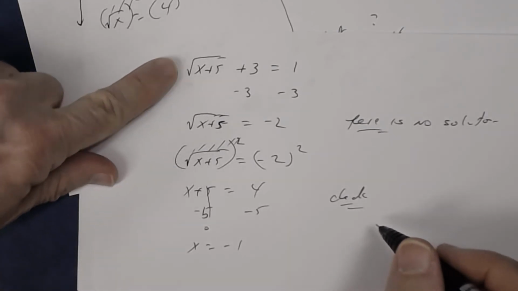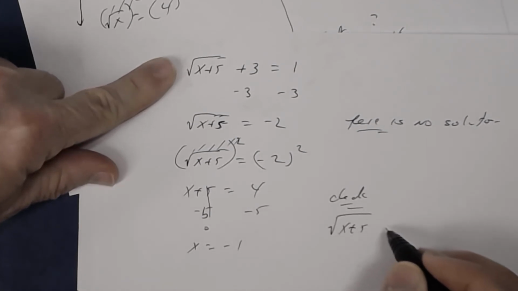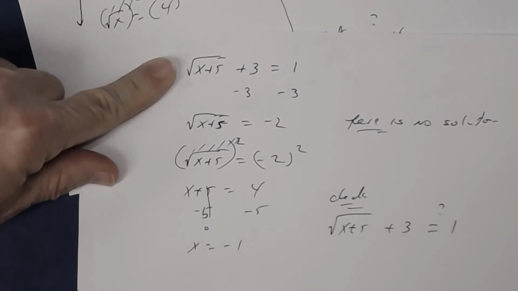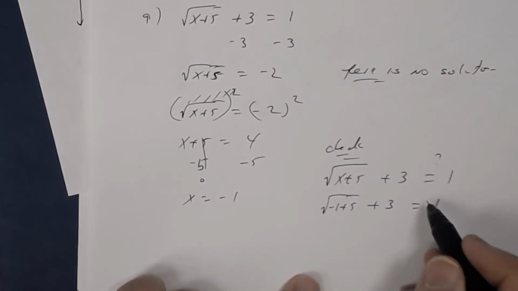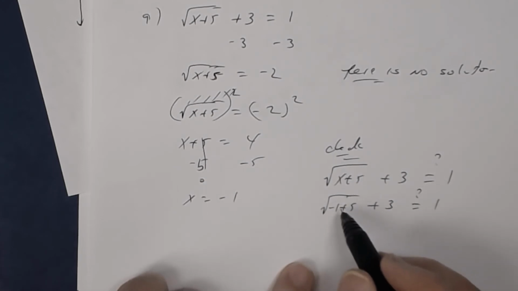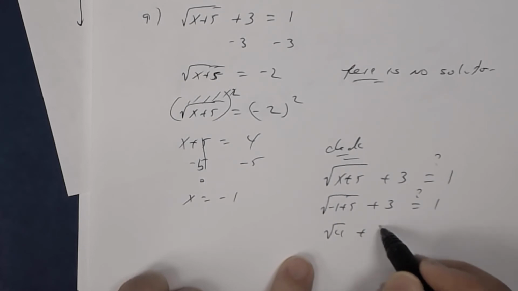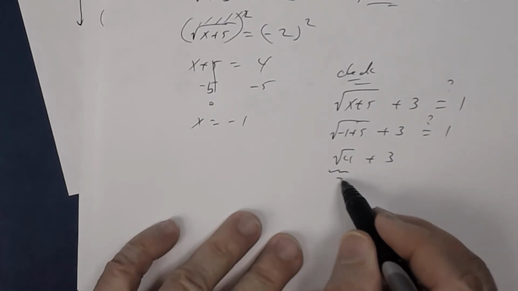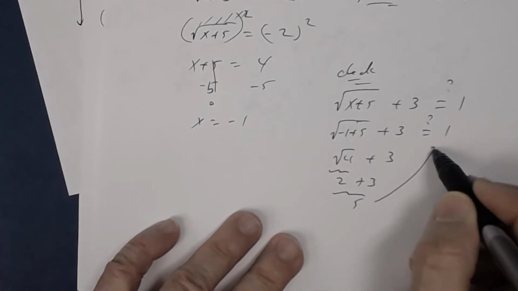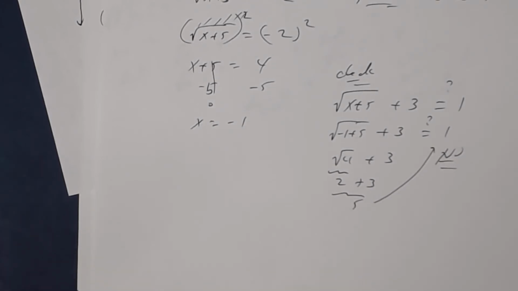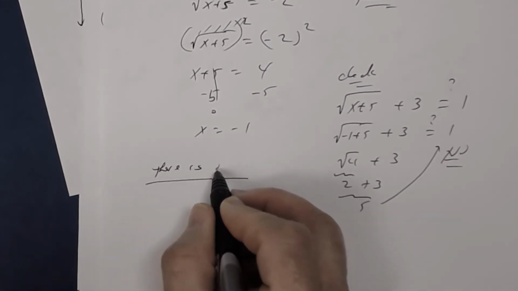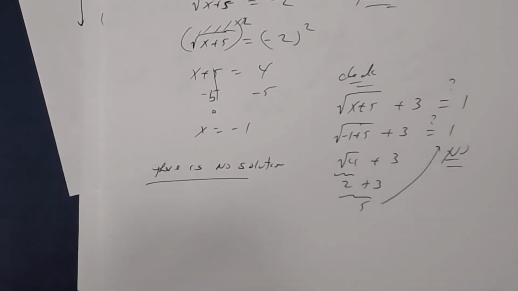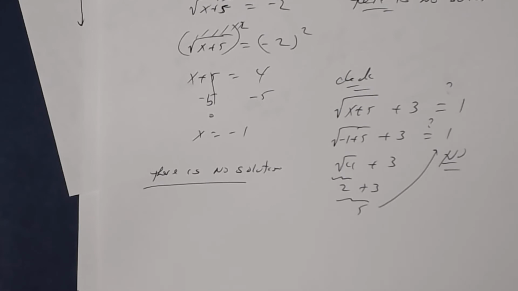All right, so go back to the original. Always go back to the original. So the square root of x plus 5, plus 3, and I want to see if that's going to equal 1. Well, I'm saying x is negative 1, so I get the square root of negative 1 plus 5, plus 3 equal 1. Negative 1 plus 5 is 4. So I get the square root of 4 plus 3. The square root of 4 is 2, and 2 plus 3 is 5. Is that this? No, it's not. So what you're going to say now is that there is no solution. In my math lab, you're going to say there's no solution.